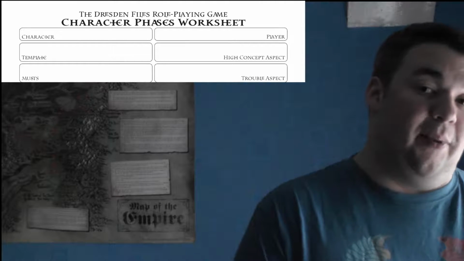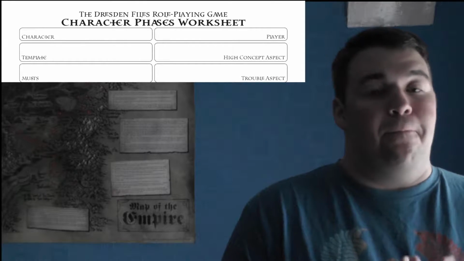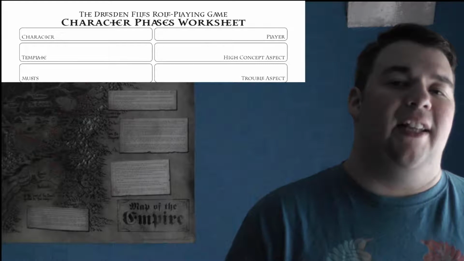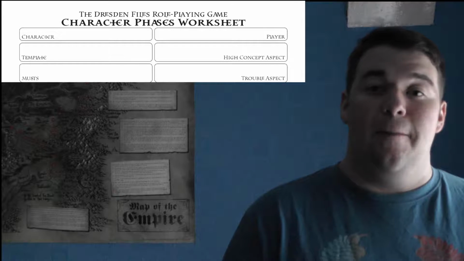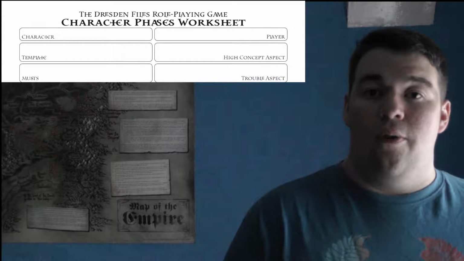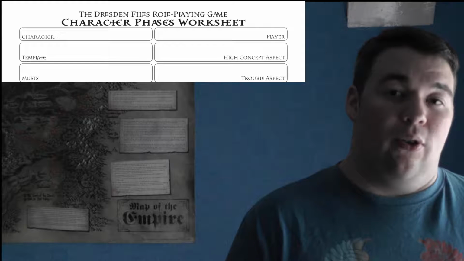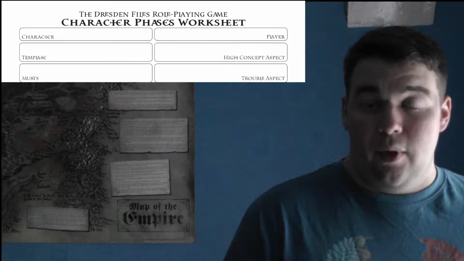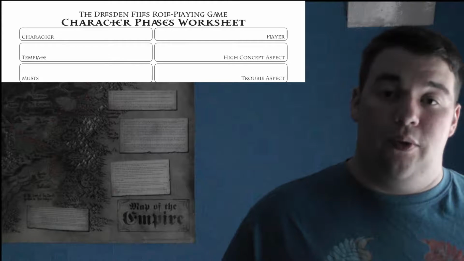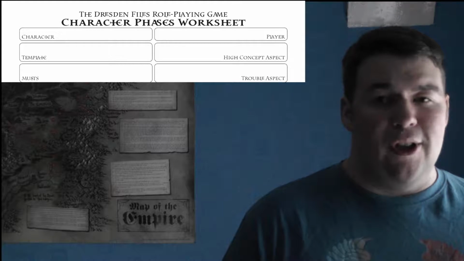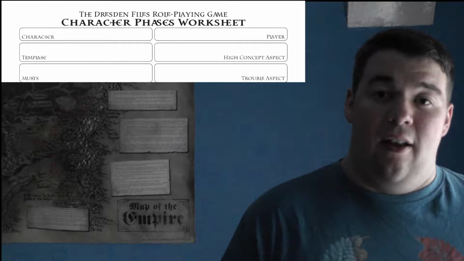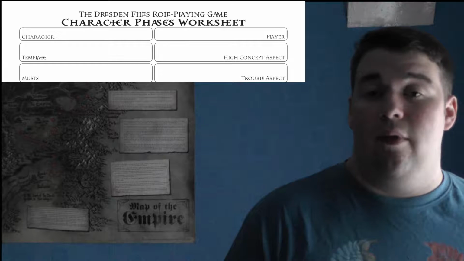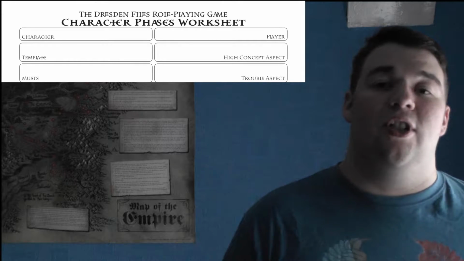Then you want your trouble aspect. Now, your trouble aspect doesn't have to be wholly negative, but it has to be something that complicates your life. It has to be some kind of burden or ordeal that your character is going through in life. It could be something like alcoholism. It could be relationship problems with the family. It could be some kind of political situation with one of the factions, that maybe you're a maverick or an outcast or you're seen with suspicion.